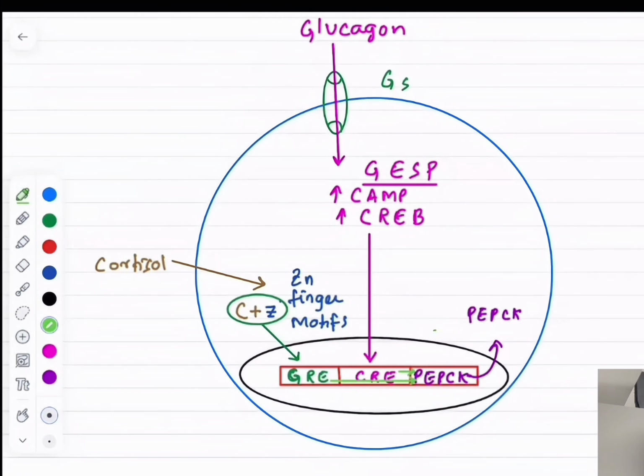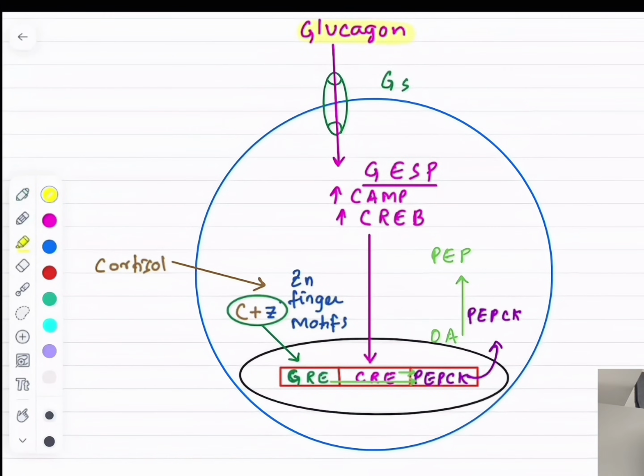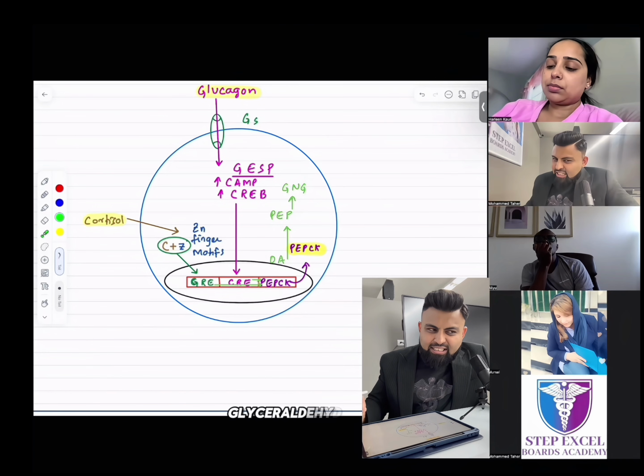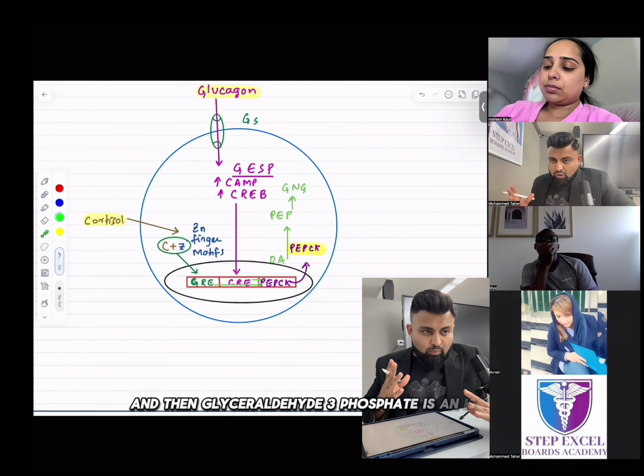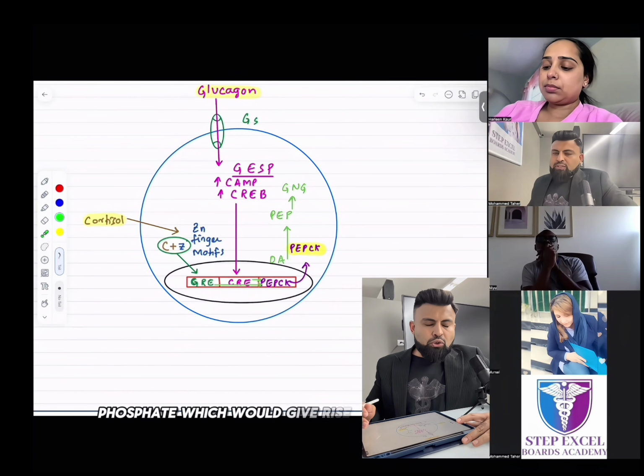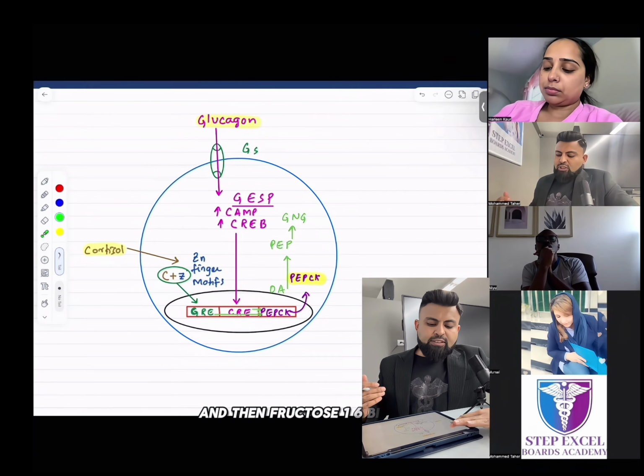It is responsible to convert oxaloacetate to phosphoenolpyruvate, PEP. Right, and that's why we say either your glucagon or your cortisol, both are increasing PEP carboxykinase, because the phosphoenolpyruvate eventually will go in the process of gluconeogenesis, because the steps will back up. Remember, phosphoenolpyruvate, 2-phosphoglycerate, 3-phosphoglycerate, 1,3-bisphosphoglycerate, glyceraldehyde-3-phosphate, and then glyceraldehyde-3-phosphate is an isomer of dihydroxyacetone phosphate, which would give rise to fructose 1,6-bisphosphate, and then fructose 1,6-bisphosphatase is the rate limiting enzyme of gluconeogenesis.